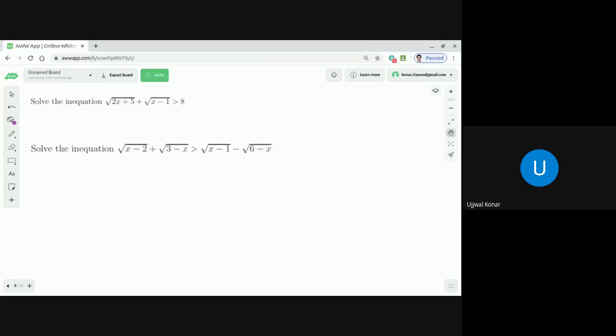Okay, dear students, with this I would like to conclude the class for today. Tomorrow, I repeat, we will solve the 3 questions on the wavy curve method, and the solutions to these 2 questions. Meanwhile, as you know, you need to solve 2 more DPPs from the online platform at KonarClasses.com. I'm going to stop sharing this one and share our KonarClasses website.